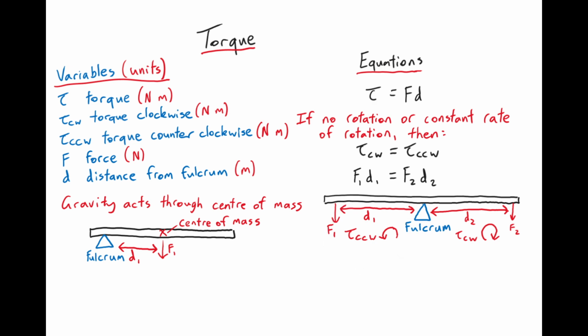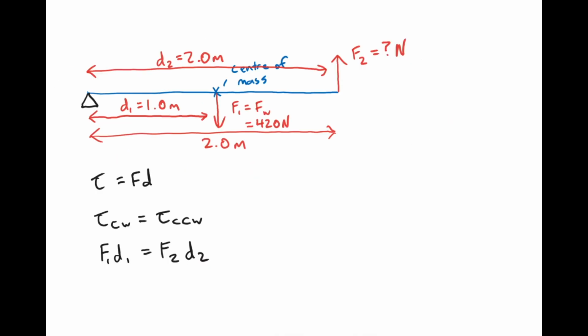If an object is stationary or the rate of rotation is constant, then the clockwise torque and the counterclockwise torque must be equal. So we can write torque clockwise equals torque counterclockwise. And because torque equals Fd, we can write F1 d1 equals F2 d2. Using this equation in our problem, we'll fill in the numbers.